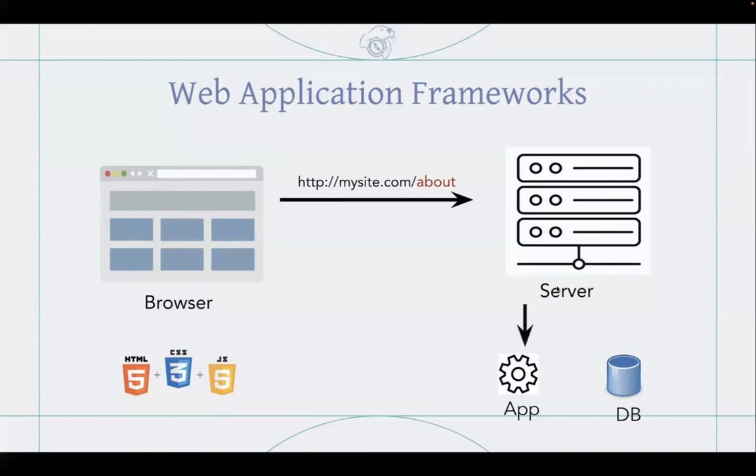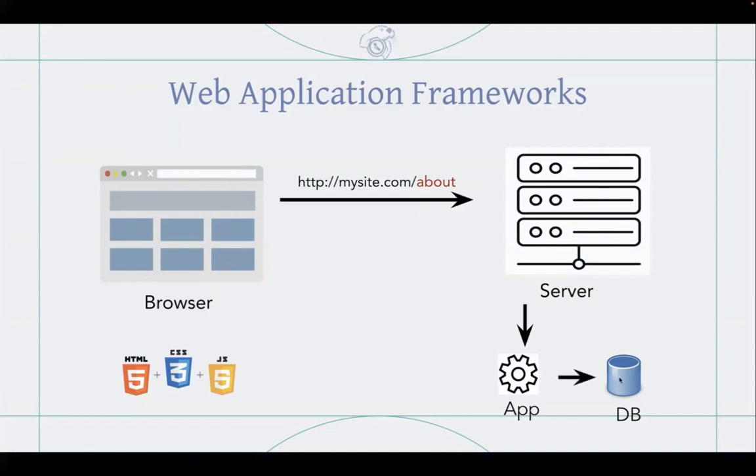Now, the server is going to go with the application server. The application server can run in Java, in Python, in JavaScript, in different programming languages. And it's going to search for the reference of about. What is about? What is the resource that is related to about? What is the association between about and the web page that needs to be sent, right?